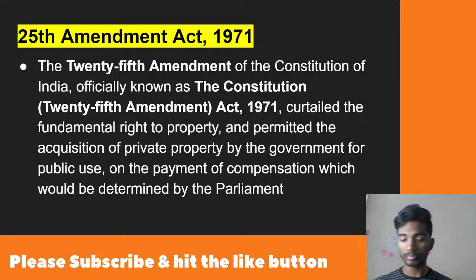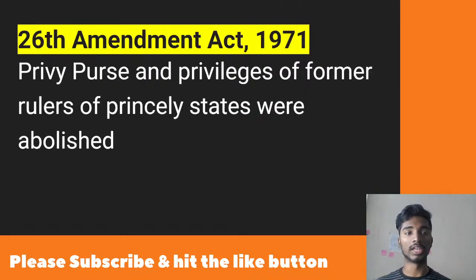Okay. Then the next important amendment is the 26th Amendment Act of 1971. The 26th Amendment Act was enacted by the Indira Gandhi government, where privy purse privileges of former rulers of princely states were abolished. So you know that after independence, there was one very big problem, that is integration of princely states. Before independence, there were more than 500 princely states in India, and all of them were merged into the Indian Union. But there were some princely states which did not merge. What are those three?